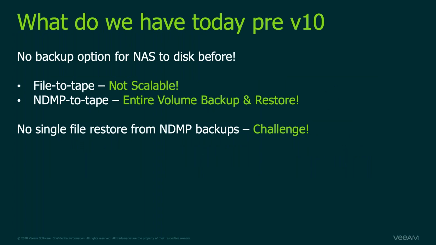Okay, so what did we have prior to V10? In regards to NAS backup, not really much, but I just wanted to share that we did have something, though not at the level of what we've just brought out. We had the ability to go file to tape. Now this was a one-off. This wasn't a very scalable or schedulable type operation. This was, we need to put this archive data onto tape, and that's it. We also, in 9.5 update 4, so the beginning of 2019, introduced NDMP to tape.